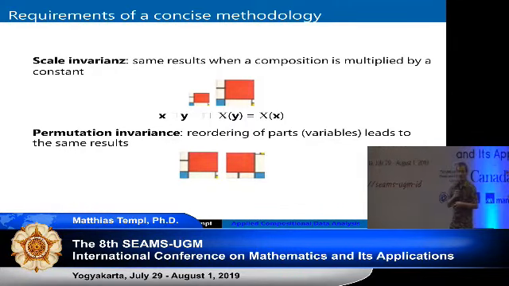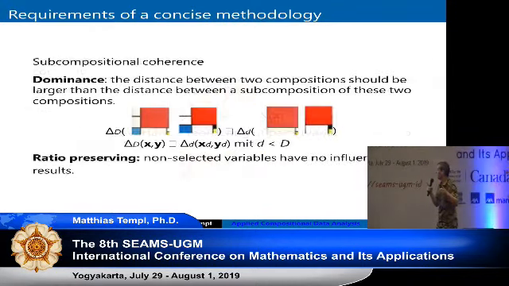Something which we call subcompositional coherence, divided into two topics here, dominance. So the distance between two whole compositions should be larger than the distance if you only consider subcompositions, not all variables, but only subsets. And this is also violated when you use Euclidean distances and traditional statistical analysis. And something called ratio preserving. Non-selected variables have no influence on the results. We will see an example afterwards.